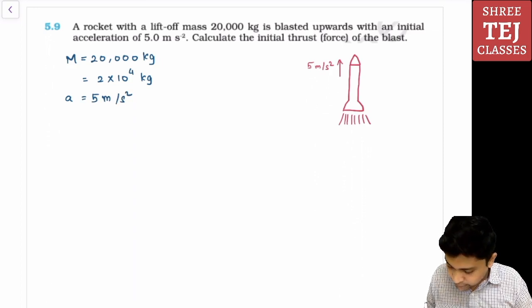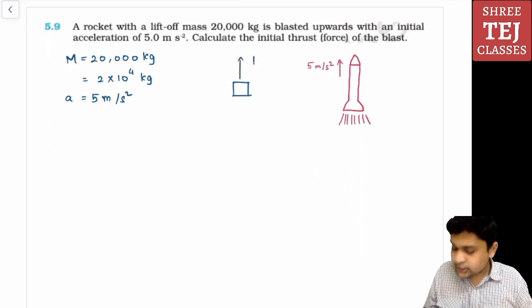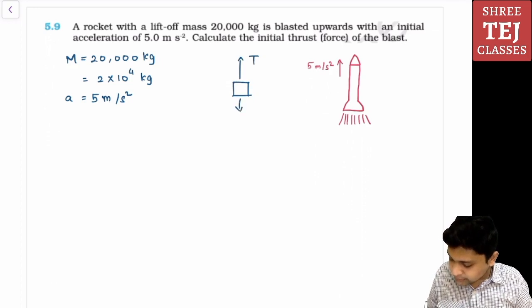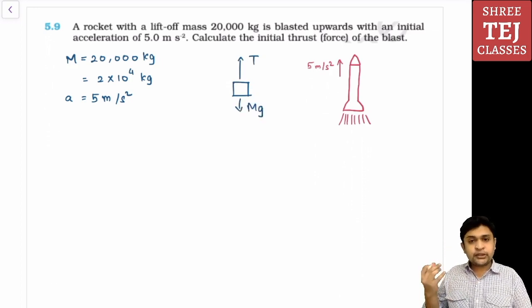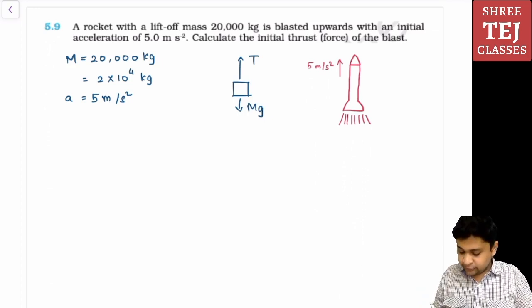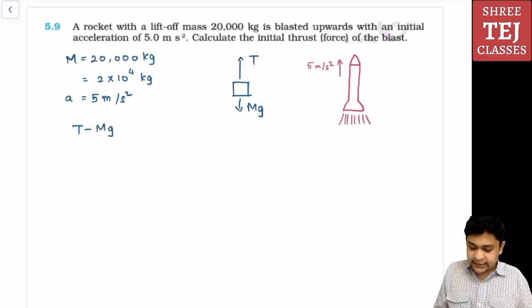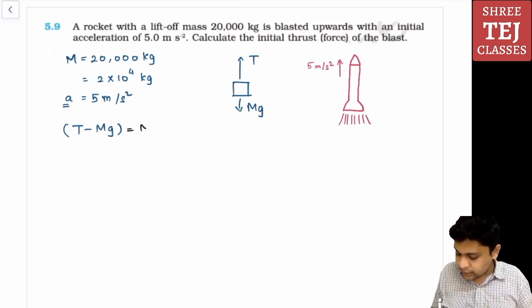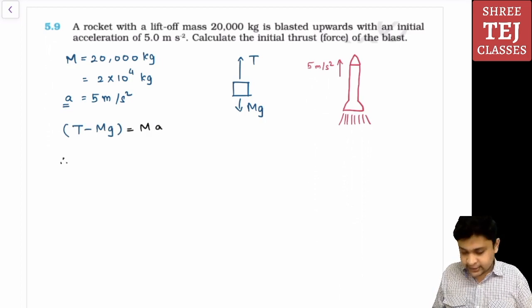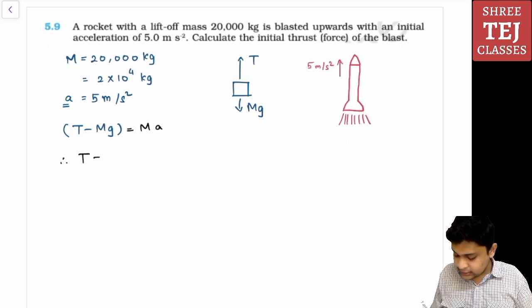So if we draw the free body diagram, upward force would be the thrust, let us call it T, and downward force would be mg, force due to weight of the rocket. Okay, so net force T minus mg is causing this acceleration A, so it would be m into A. We have to find the thrust. Therefore thrust would be m into g plus A.